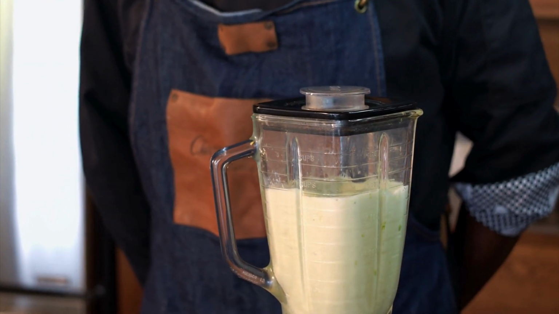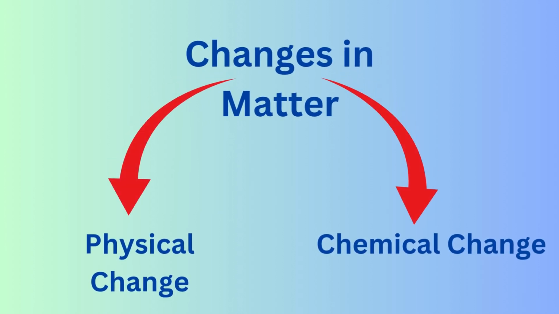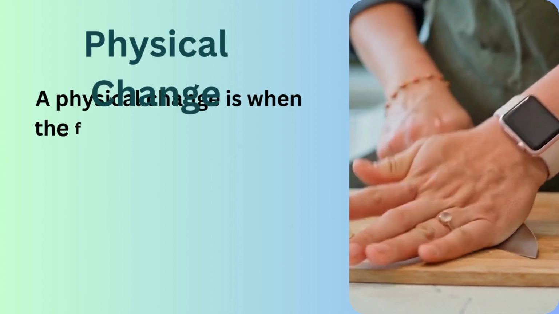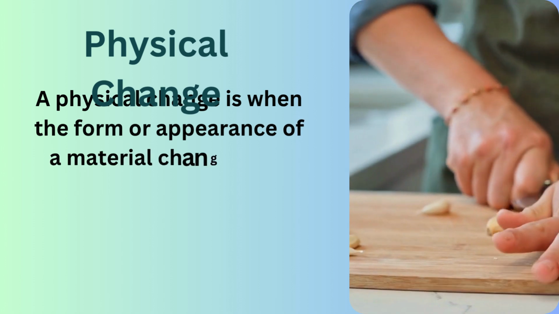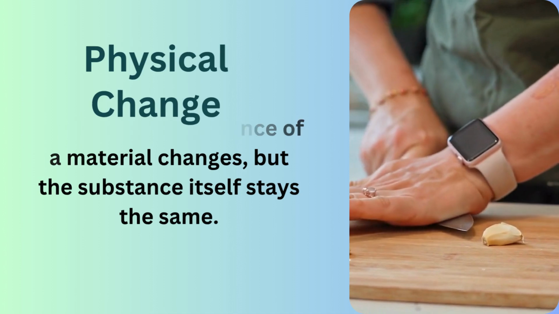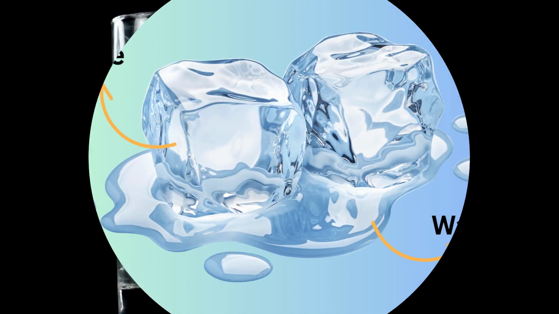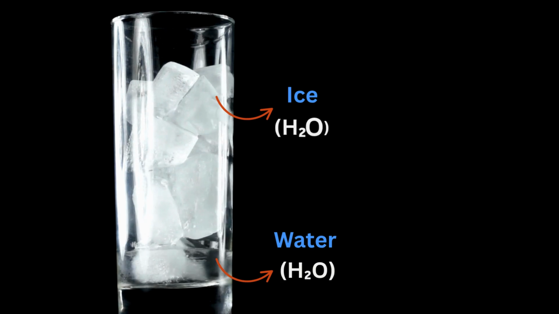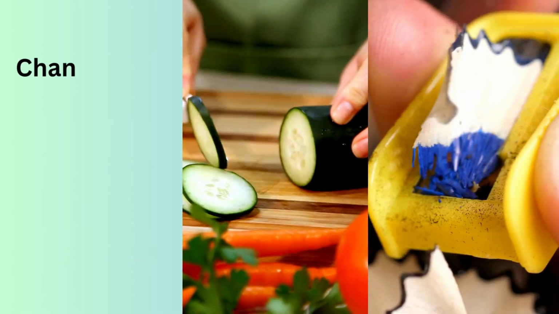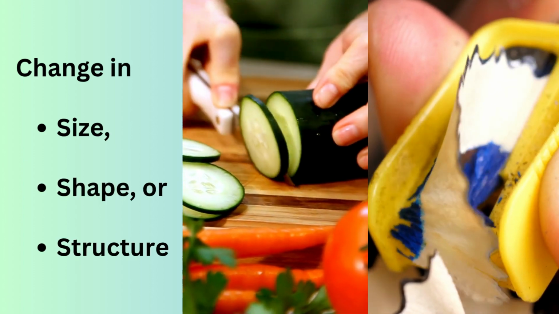Let's dive in. Most changes are divided into two categories: physical changes and chemical changes. A physical change is when the form or appearance of a material changes, but the substance itself stays the same. Let's break that down. When ice melts, it becomes water. But both ice and water are still H2O. That's the same substance. That's a physical change. All these changes involve matter changing in size, shape, or structure.